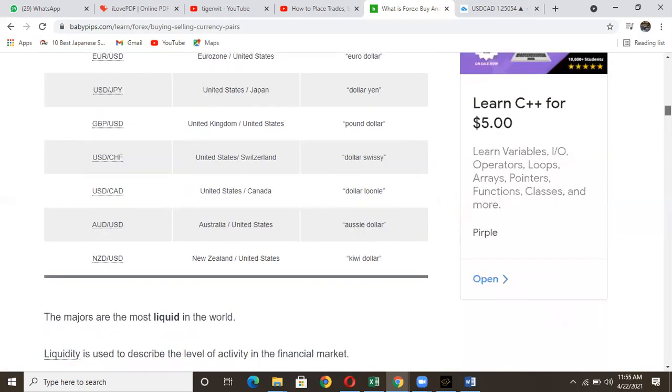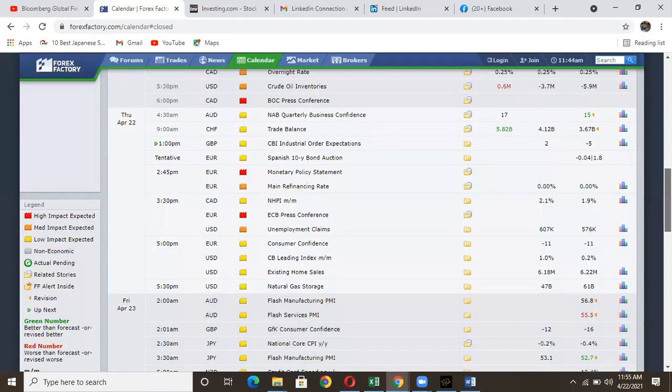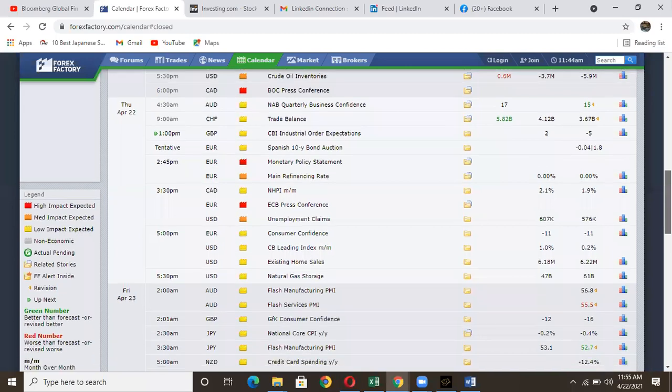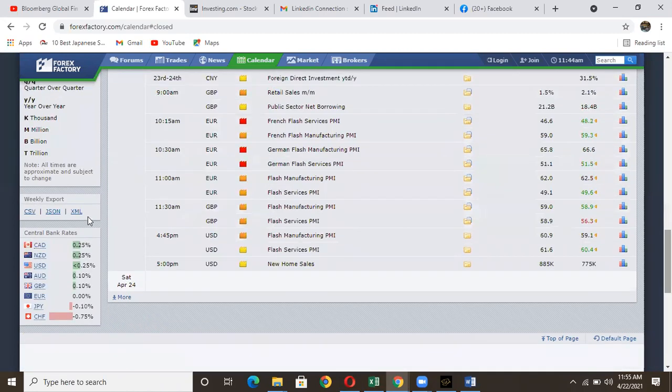We'll also be doing a lot of analysis on them, but that does not mean we'll not look at the rest, because most of the time, as I've told you, we will be guided by the economic calendar of what's happening that week. For today, Thursday, I'm seeing we have the euro. These are high impact monetary policy statements, looking at whether their interest rates will remain the same. I don't think they will change, because down here you can see the central bank interest rates.